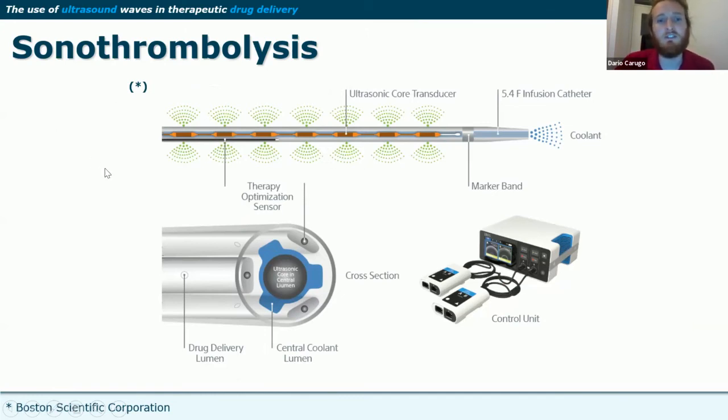As you can see, the device consists of a catheter, and within the catheter, there is a central core, which contains a series of transducers generating the ultrasound wave. Within the catheter, there are also other lumens for delivering, for example, a thrombolytic drug, or for delivering a coolant, which keeps the temperature of the transducers controlled. This catheter is typically inserted in proximity or within the clot itself. So it's a very localized administration of the ultrasound itself.